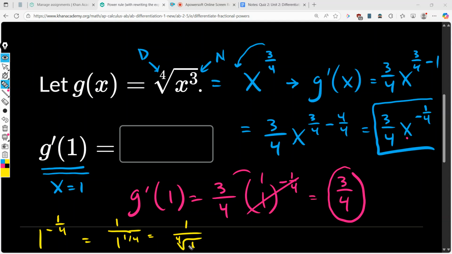What multiplied 4 times will give you 1? Well, that's just 1. If you multiply 1 4 times, you still have 1. So the 4th root of 1 is just 1. So 1 over 1 is just 1. That's why I was allowed to cancel that 1. 1 to the negative 1/4 is just 1. So I canceled that, and it's 3/4. Final answer.